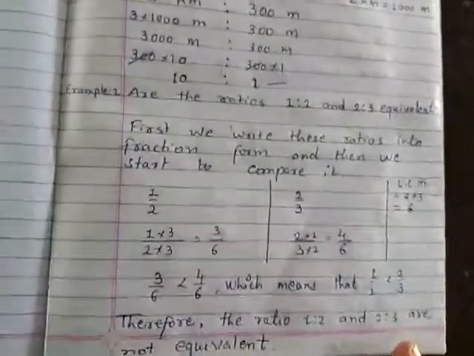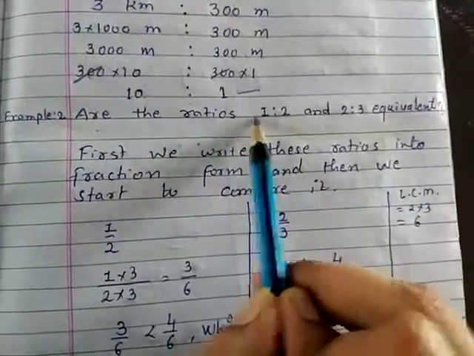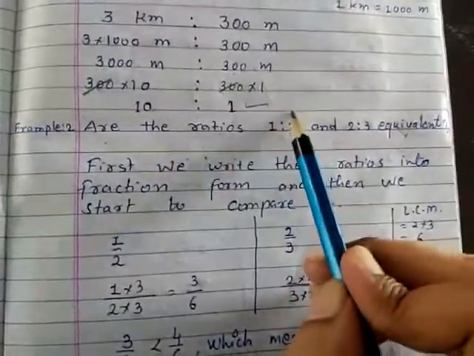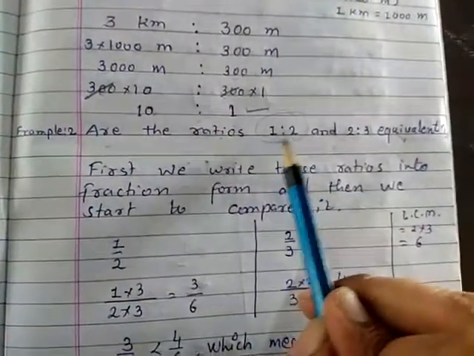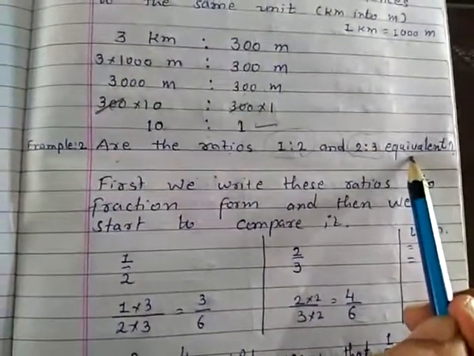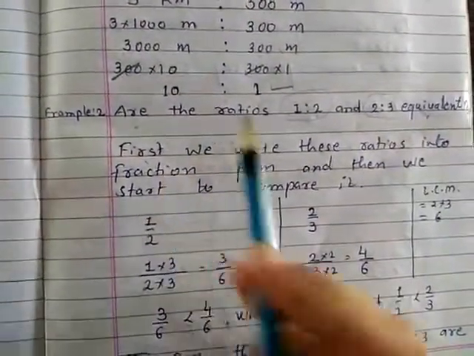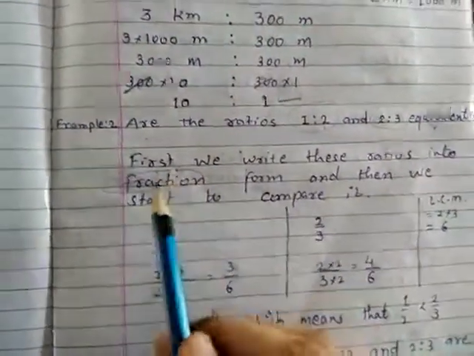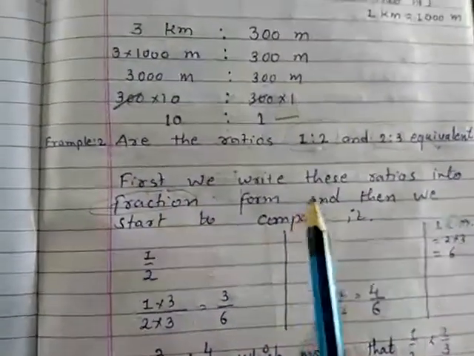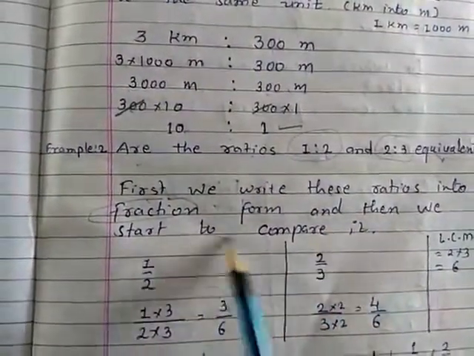Now students, see example number 2. Are the ratios 1 is to 2 and 2 is to 3 equivalent? So here the question is what? Two ratios are given. The first one is 1 is to 2 and the second one is 2 is to 3. So we have to find whether they are equivalent or not. First we write these ratios into which form? Fraction form. When we write these ratios in fraction form, we can easily calculate the reduced forms or LCM, and then we start to compare.